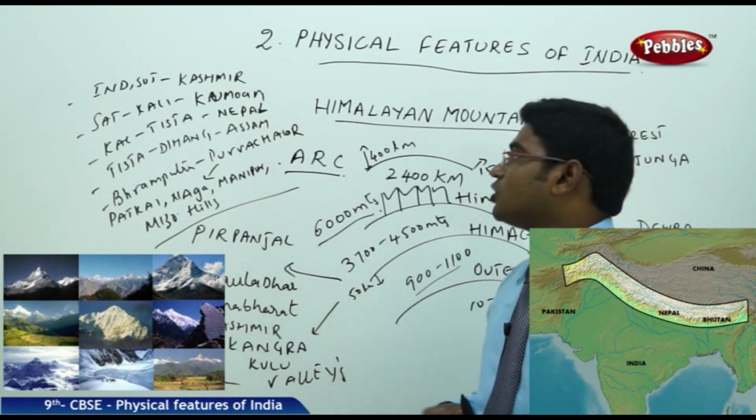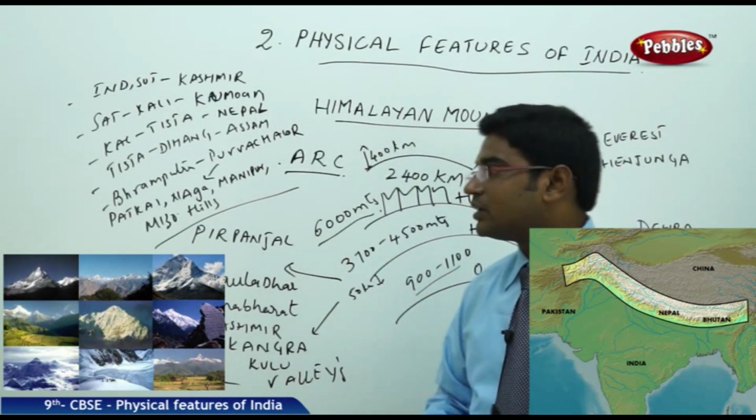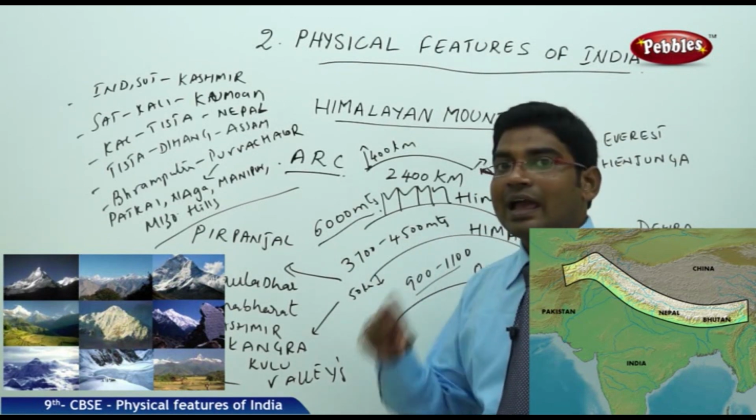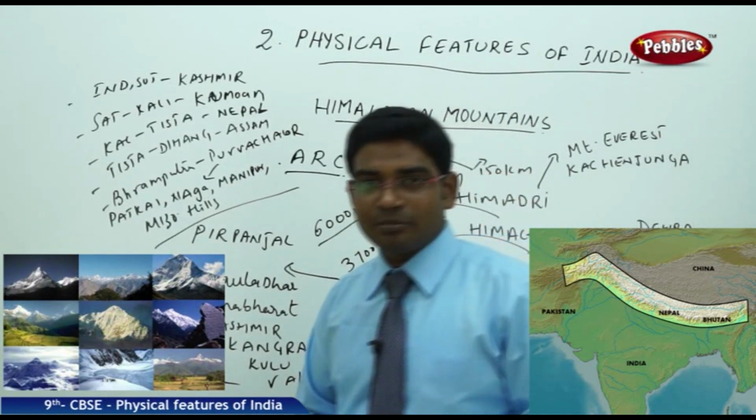So here we call them the Purvachal Himalayan region, which also comprises hills like the Patkai Hills, Naga Hills, Manipur Hills and the Mizo Hills. This is an overall understanding of the Himalayas.